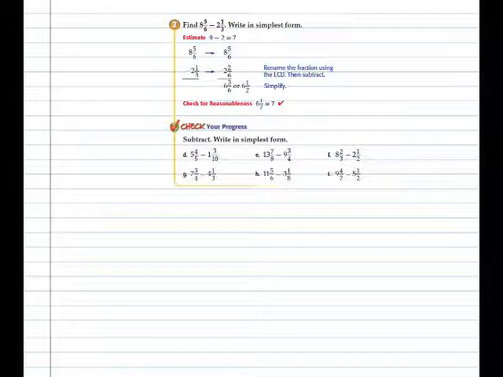Find 8 5/6 minus 2 1/3. Write your answer in simplest form. 8 5/6 rounds up to 9. 2 1/3 rounds down to 2. We have an estimate of 9 minus 2, which is 7.